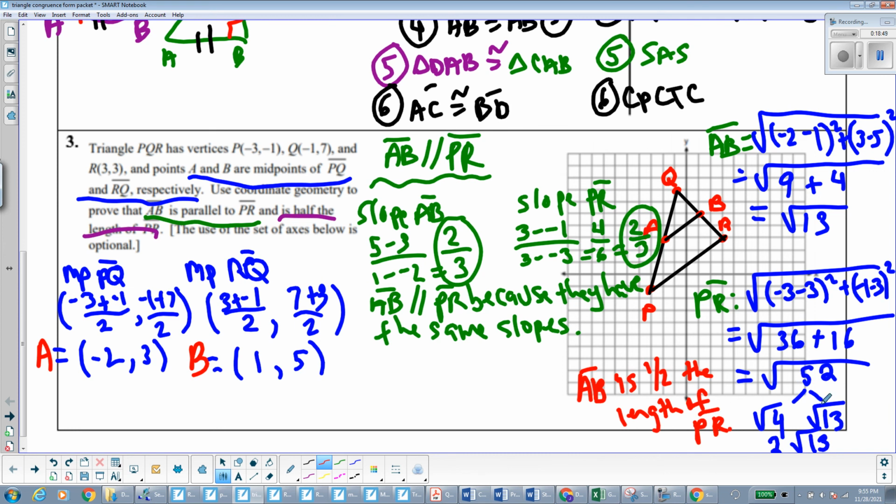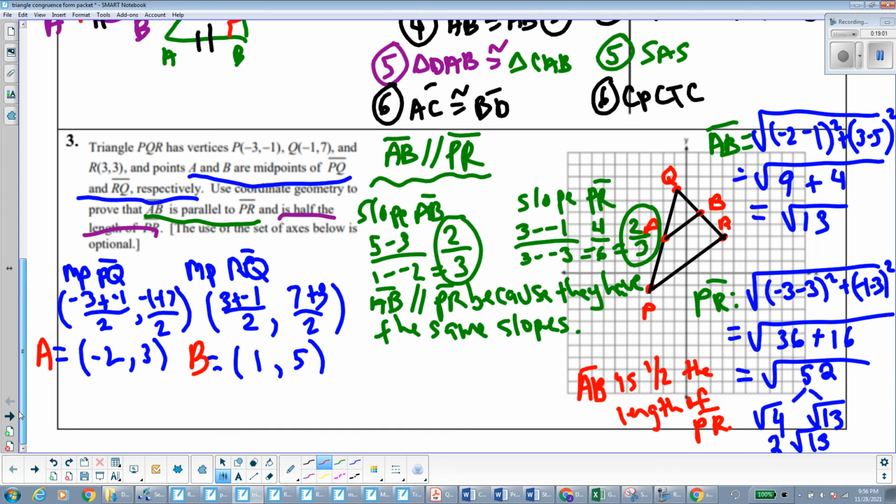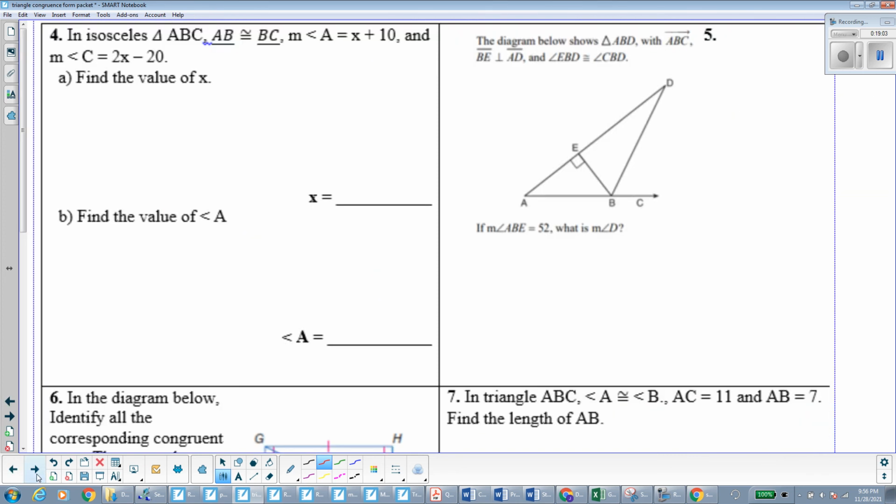The calculations here show the length, and my concluding statement is explaining what these mean, which is that AB is half the length of PR, which is what we're trying to prove. Okay, let's move on to the next question.